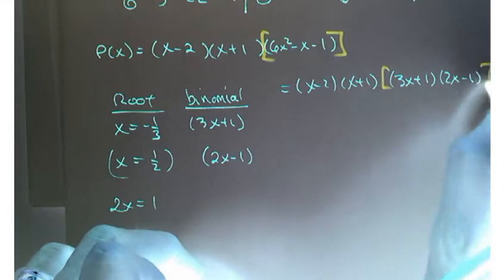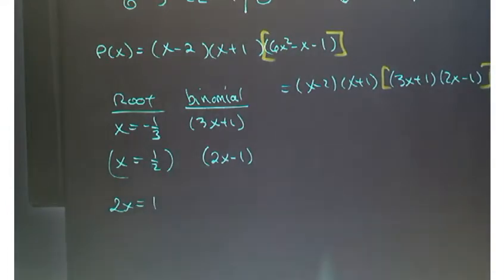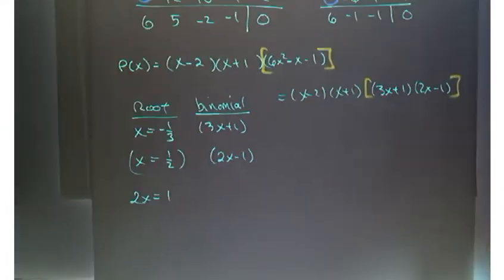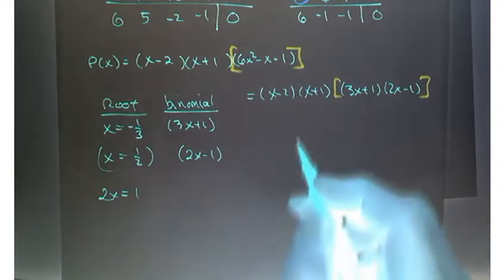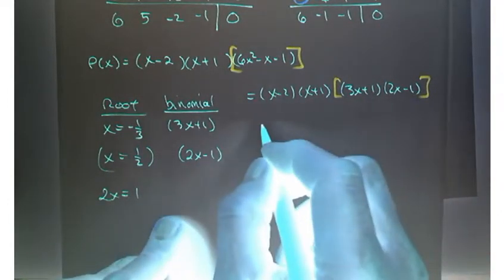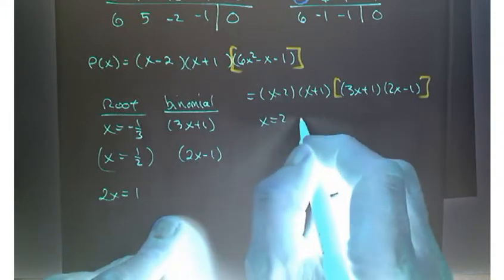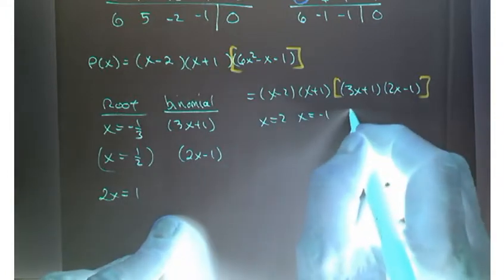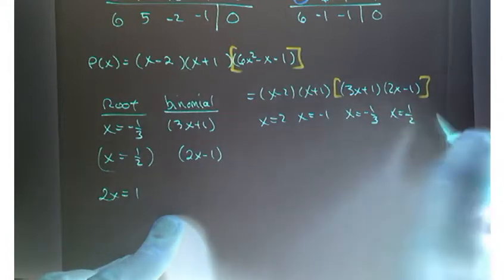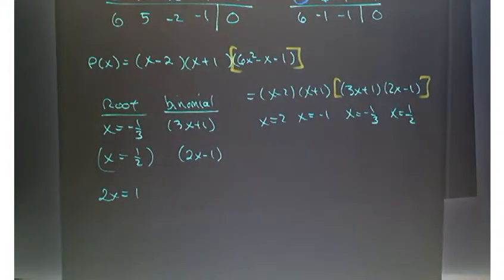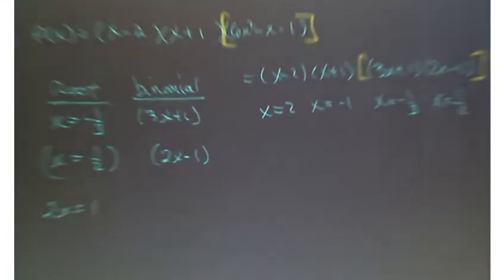So there's this wonderful correspondence between roots and binomials and factors of your polynomial. But we've got everything we want now. We've got it factored. We know where its roots are: 2, negative 1, negative 1/3, and 1/2. So you've got its factorization and its roots. That's pretty much everything I could ask for.